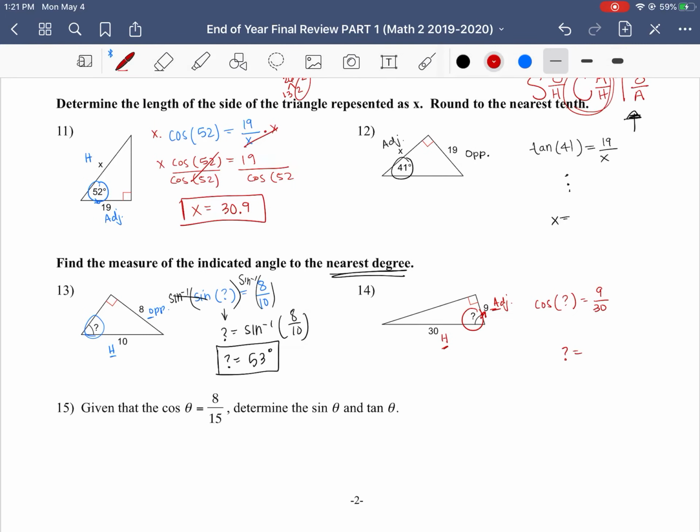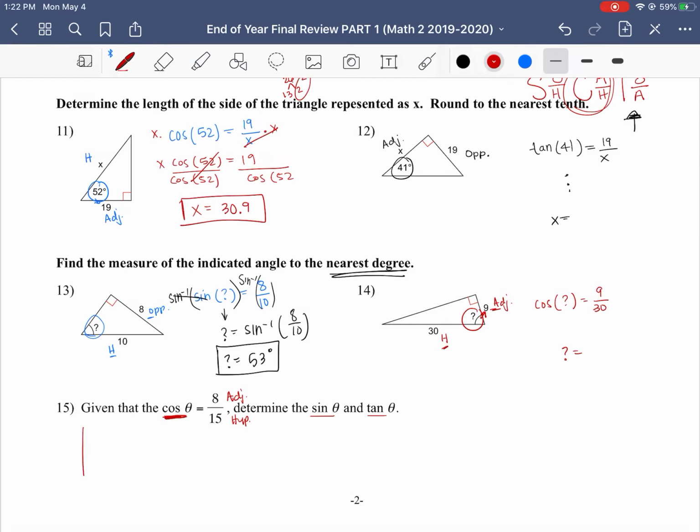Last one on this page, so this one is just relating the three together, very similar to an ACT type question that you would see. It gives us that the cosine of an angle, again that symbol means theta, it's just an angle, is 8 over 15. Whenever I see cosine, one, I think, oh, it's a right angle or a right triangle, and secondly, I think this is adjacent over hypotenuse. It just gave us two sides of our right triangle. And then it wants us to find the sine and the tangent ratios.